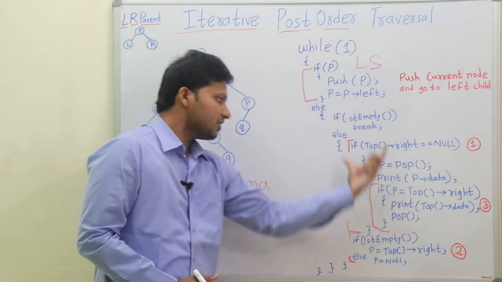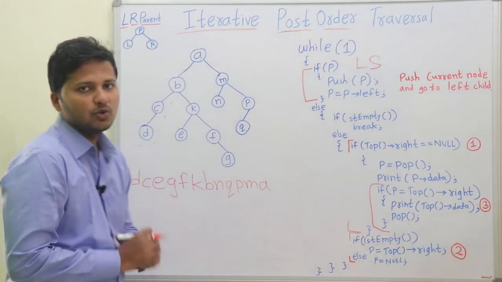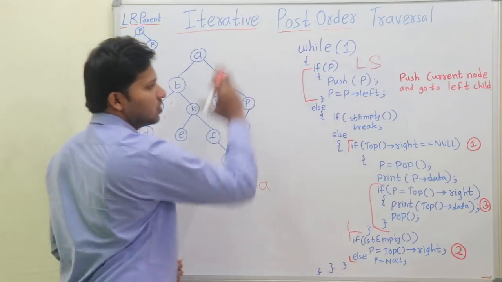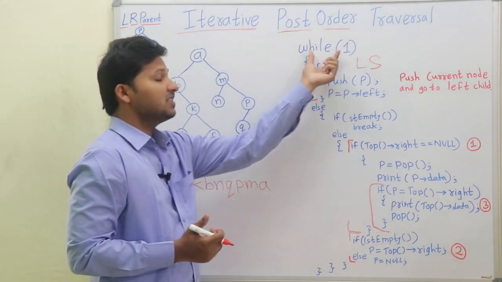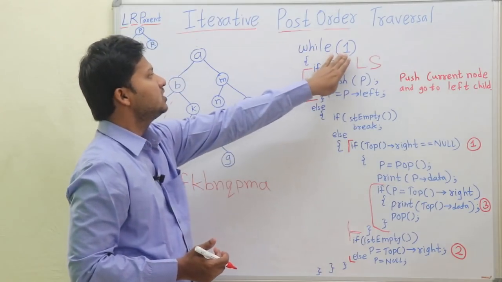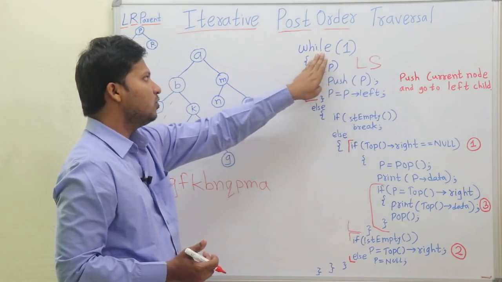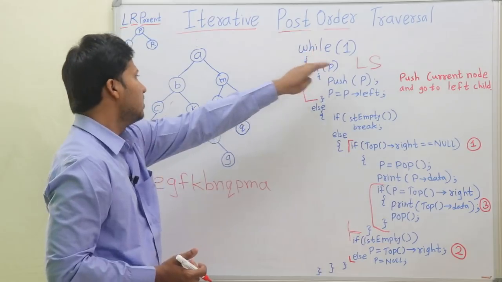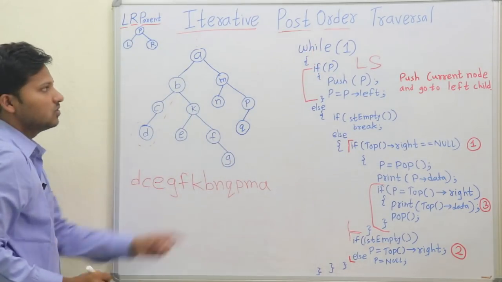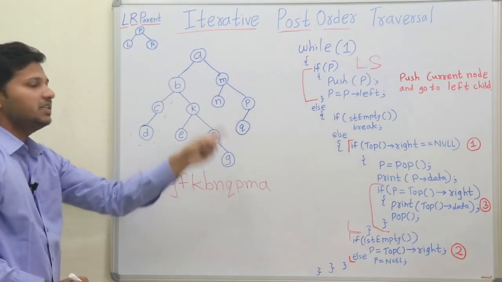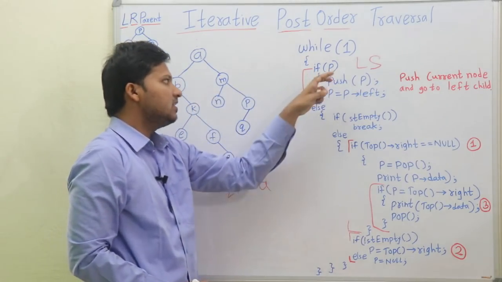This is the algorithm here, and by using this algorithm we will find out the post order traversal. See, the first statement is the while loop. The condition is always true inside this while loop, because this while loop will trace every node in this binary tree. So let's go inside now.